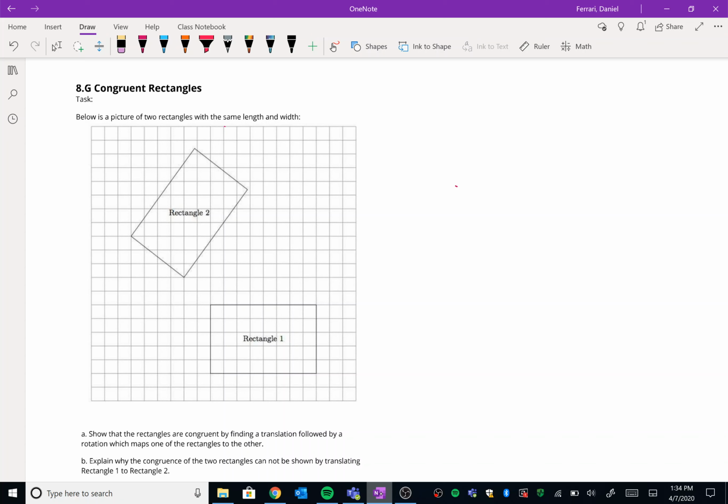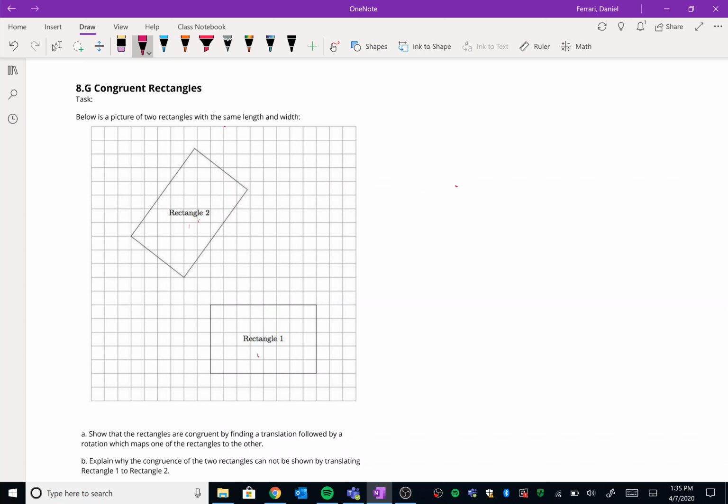So let's go ahead and just read along. It says below is a picture of two rectangles with the same length and width. Okay, so that means for us that we have rectangle 2 and rectangle 1 that are the exact same rectangle. We know that the sides of them are identical, their measurements are the same. What we're going to be doing depends on the question, but in the first question, we're going to show that these two rectangles are the same.